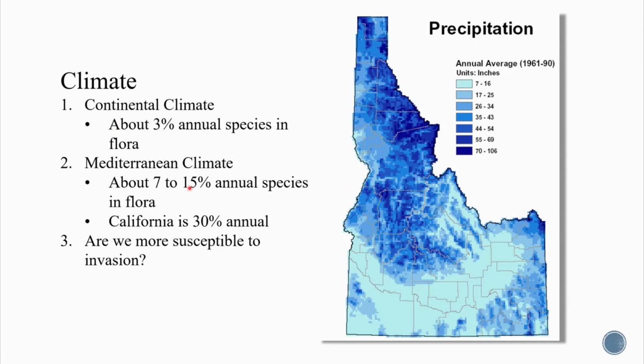So there's something within our system that allows for annuals to establish. And so one of the questions we have is, are we just naturally more susceptible to invasion in our system? And it's quite possible that we are, just given the propensity for us to have higher percentages of annuals in our native systems.